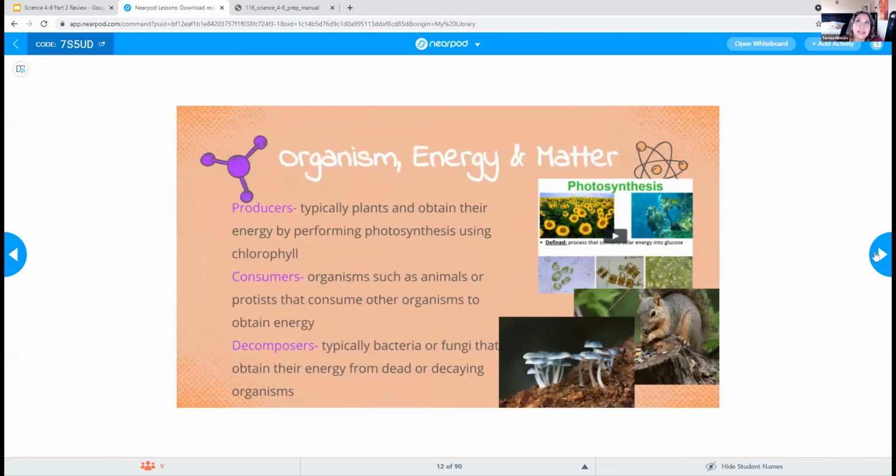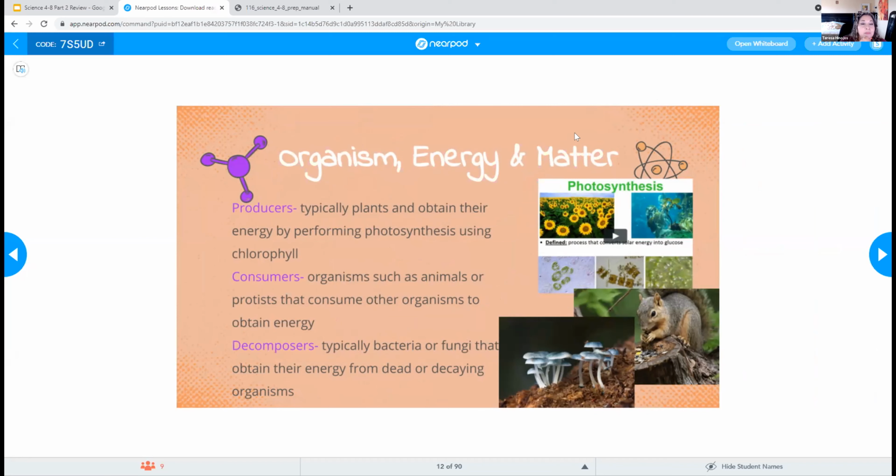So again, when I think of the organization of living organisms, it's always going to start with a cell, right? And then if I put a bunch of cells together, we get tissues. If I put my tissues together, I get organs. If I've got a bunch of organs together, I've got an organ system. All my organ systems are going to make an organism, right? So that's kind of going from super, super small up to something big like me or like my dog, right? That's just the levels of organization.